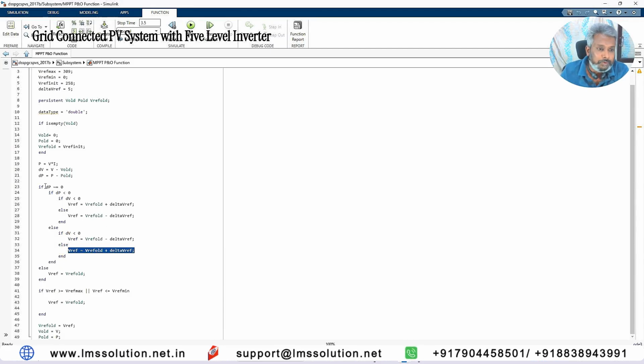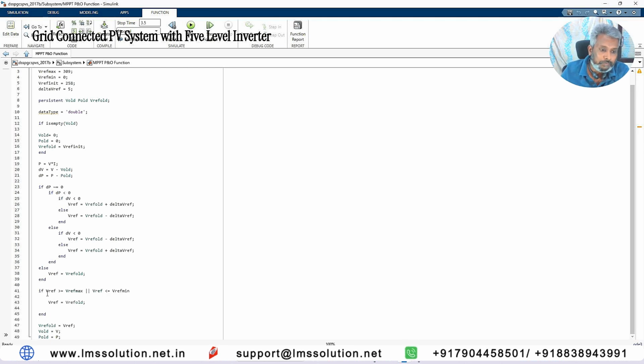If dV equals 0, we need to keep V reference equal to the previous instant's reference voltage. After calculating this reference voltage, we need to compare it with the maximum and minimum limits. If V reference is within this limit, no problem, and that value will be taken for the further process.